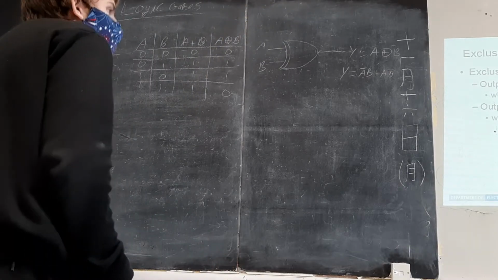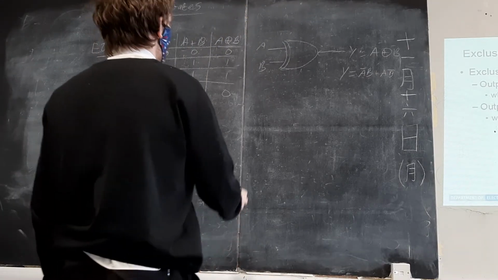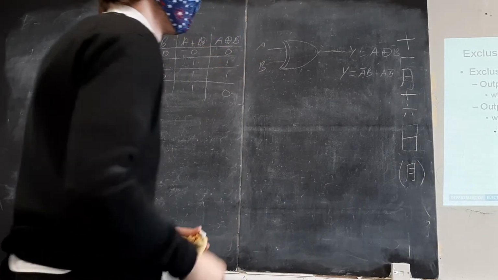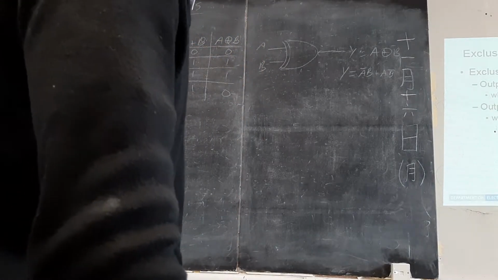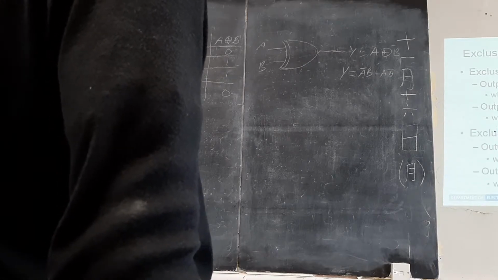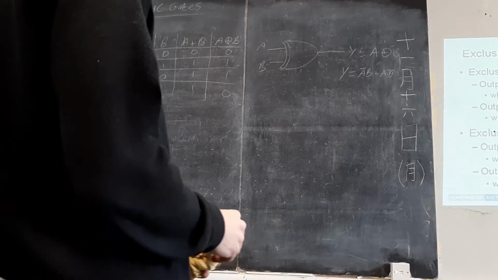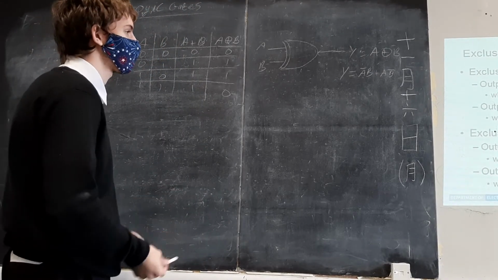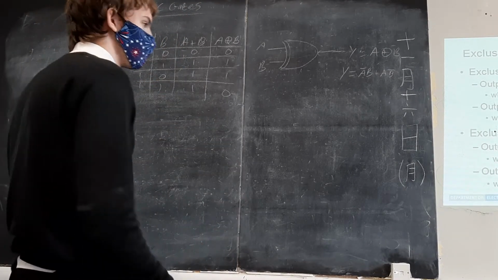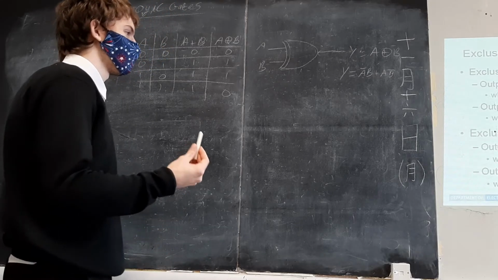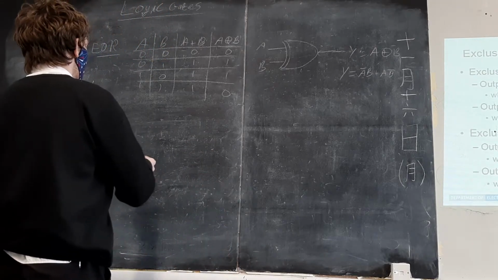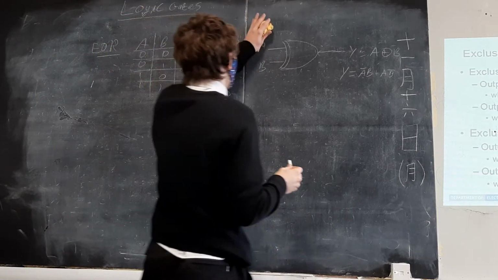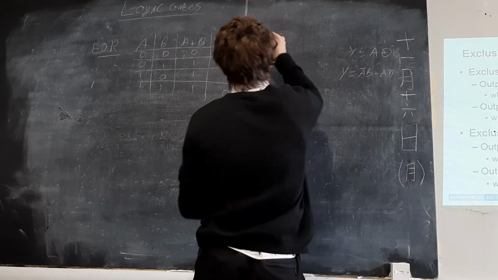So you can then NOT it, and you get 1, 0, 0, 1. What's that called though? It's an exclusive NOR, which is, as you said, an ENOR, XNOR, however you want to say it. And it outputs true only when the inputs are the same.